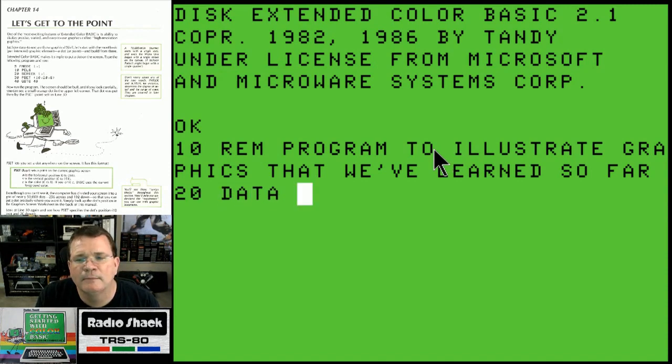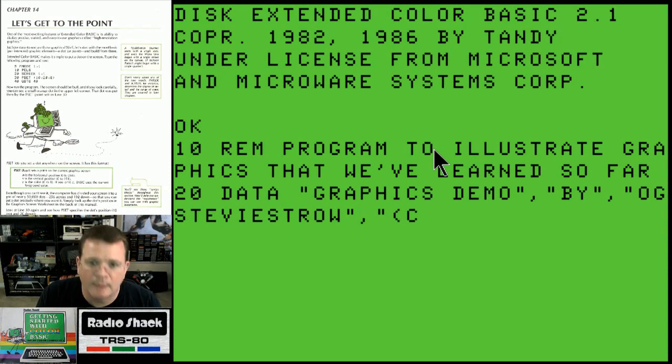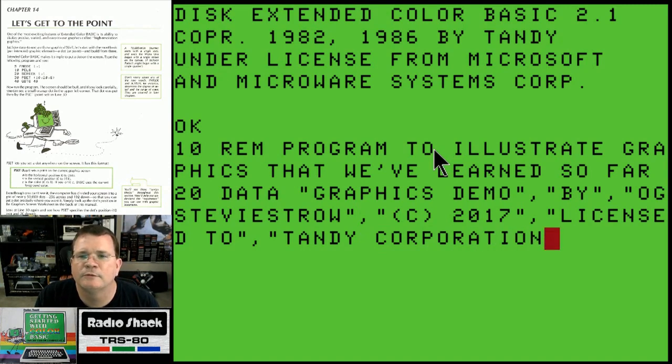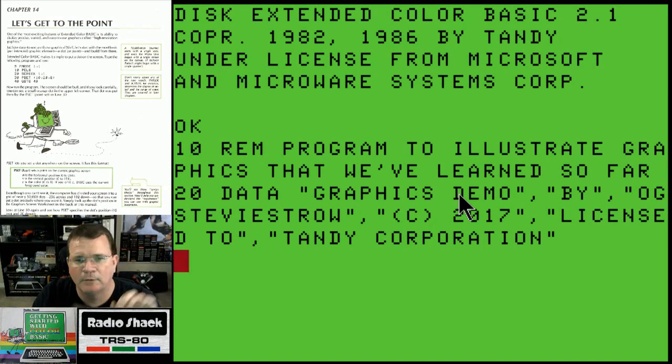So line 20, I'm going to say DATA: graphics demo, comma, by, comma, OG Stevie Stroh, comma, copyright 2017, comma, quote, licensed to, comma, quote, Tandy Corporation. Okay, which is a lie, right? But who cares, right? So how many data things do I have here? Graphics demo, by, OG Stevie Stroh, copyright 2017, licensed to, Tandy Corporation. So that's 6.